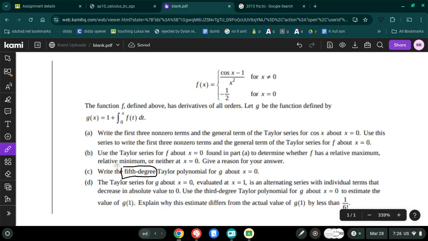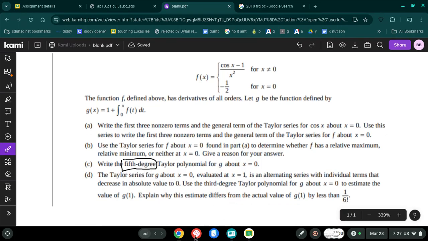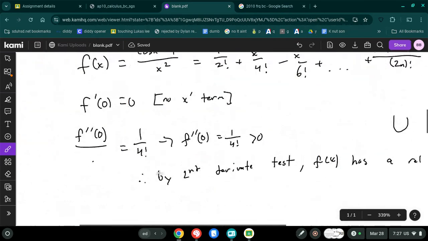The fifth degree Taylor polynomial for g about x equals 0 is just writing out a few terms of this new equation. So we'll use our original terms and put them onto there, and then we would use these terms to evaluate the Taylor polynomial. I know we'll use the fifth degree, but it'll only ask us to use the third degree, and we'll see why we need the fifth degree later in the alternating series error.